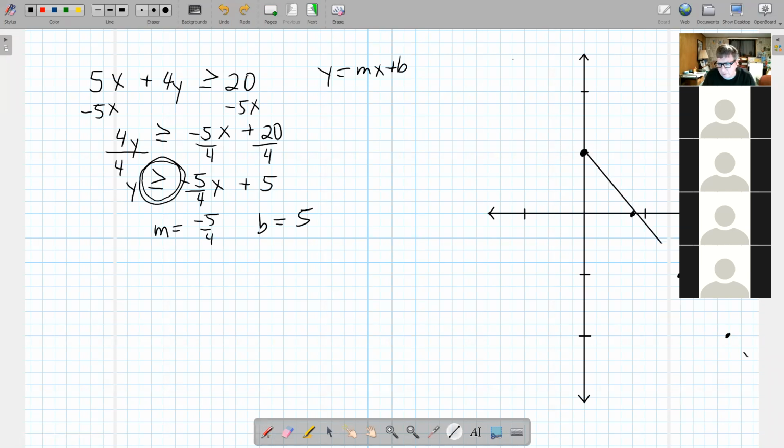So, there we go. Aha. Okay. So here is the solid line. Okay.